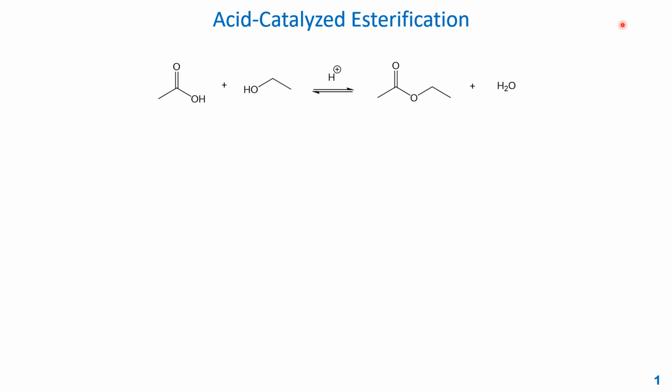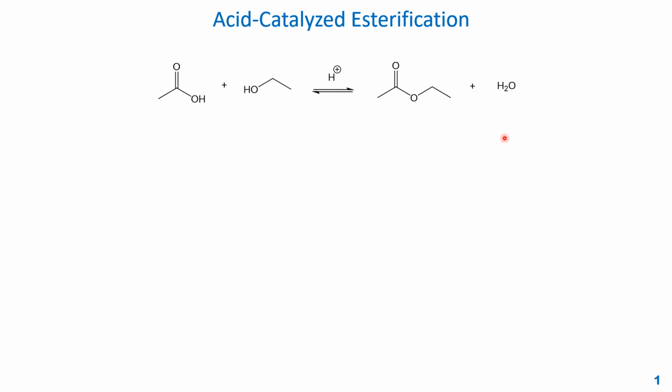So first, the most common way to make ester is acid catalyzed esterification. So that means you will use the reactants: one is carboxylic acid and the other one is alcohol. And then the acid needs to be a catalyst. And then the product is ester and the water is the byproduct.